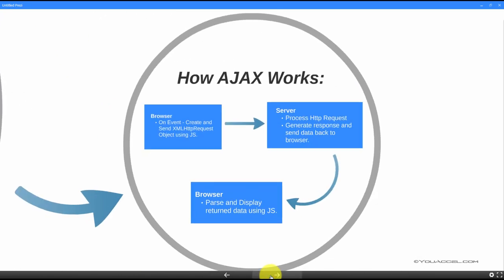This flowchart offers an illustration of how AJAX works. First, our web browser initiates and sends an HTTP request object using JavaScript. Our web server processes the HTTP request and generates a response. The response is sent back to the web browser. The language of exchange is often XML. We then use JavaScript again to parse the response from the server and display the data.